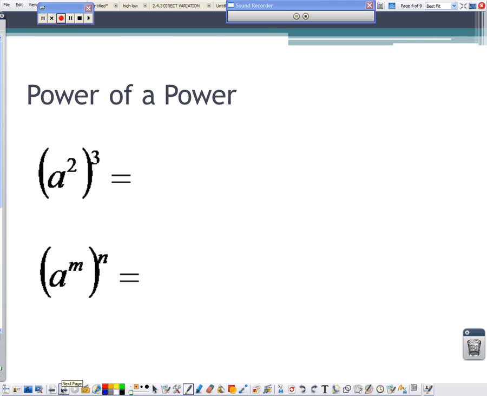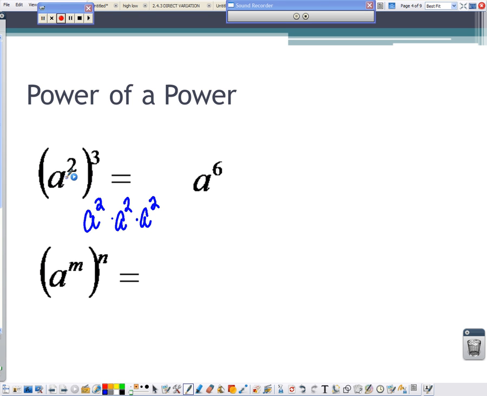All right. So the next one would be, this one's called a power of a power. So in other words, if I took 3 factors of a squared, so remember this one just tells me how many times I have to write this. So a squared times a squared times a squared. And if you remember from the previous rule, we add them. 2 plus 2 plus 2 would give me 6. So this one would actually be a to the 6th.